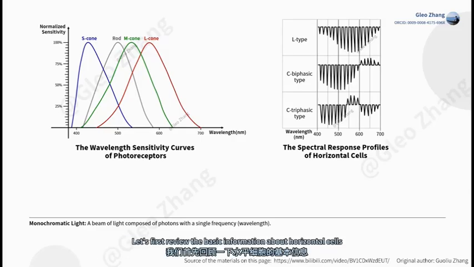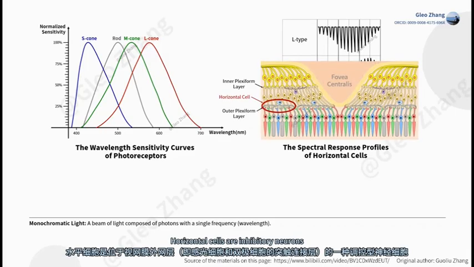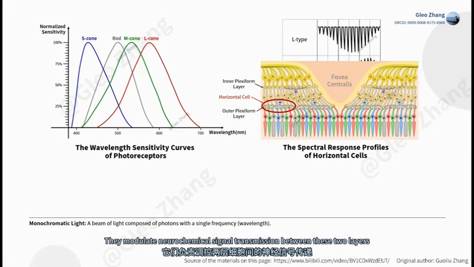Let's first review the basic information about horizontal cells. Horizontal cells are inhibitory neurons functioning in the outer plexiform layer of the retina, the synaptic layer where the photoreceptor layer connects with the bipolar cell layer. They modulate neurochemical signal transmission between these two layers.